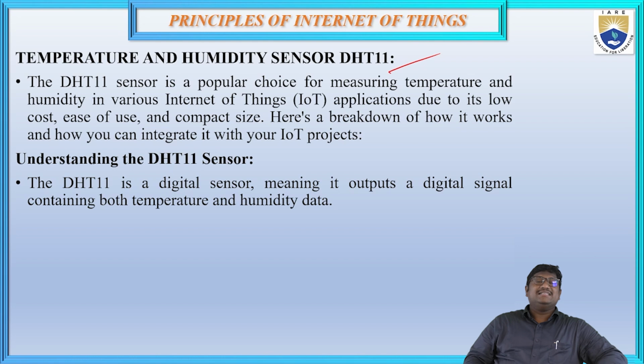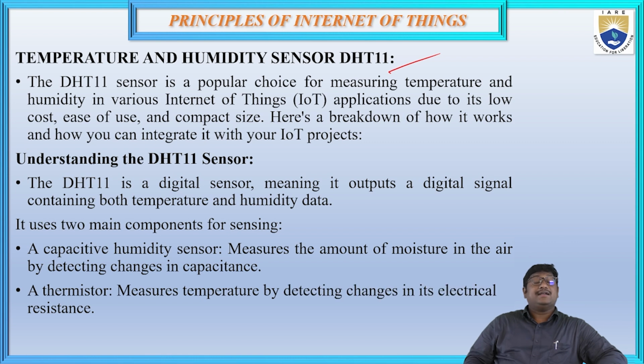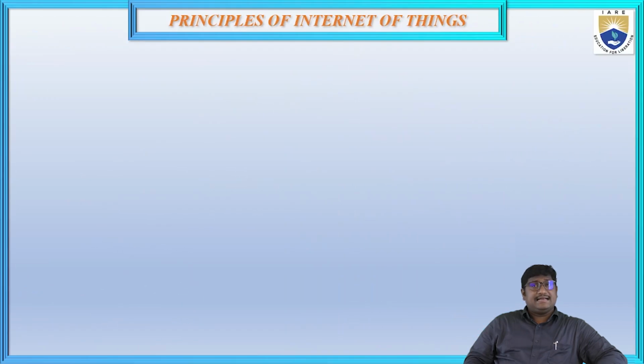You need to understand that the DHT11 is a digital sensor, whose output is a digital signal which contains both temperature and humidity data. It uses two main components for sensing: a capacitive humidity sensor, which measures the amount of moisture in the air by detecting changes in capacitance, and also a thermistor, which measures temperature by detecting changes in electrical resistance. These are the two different devices that exist in the DHT11.